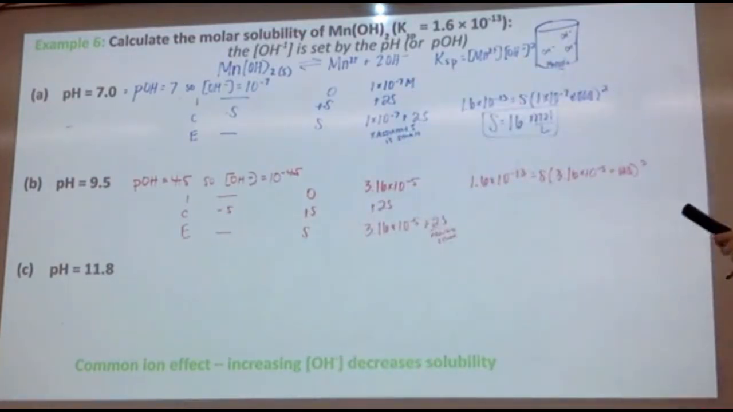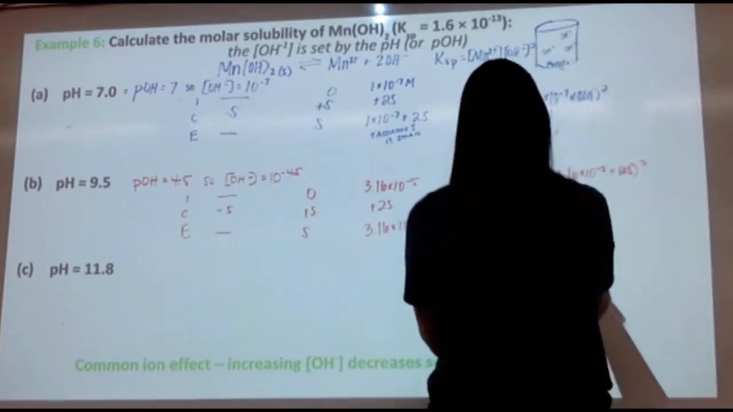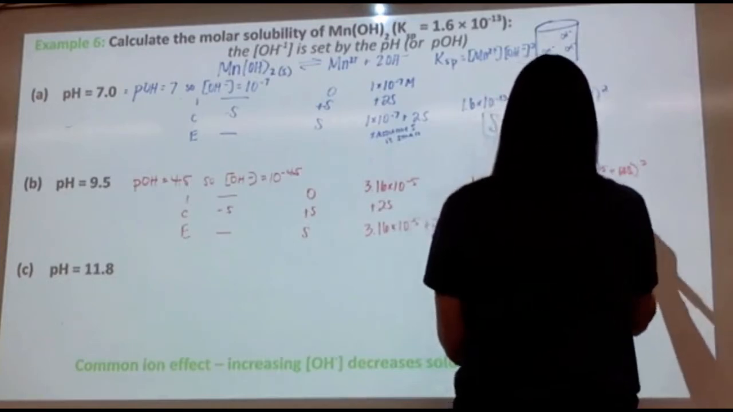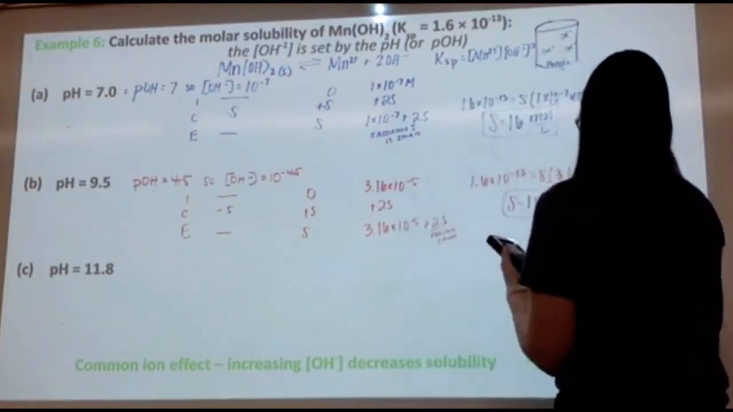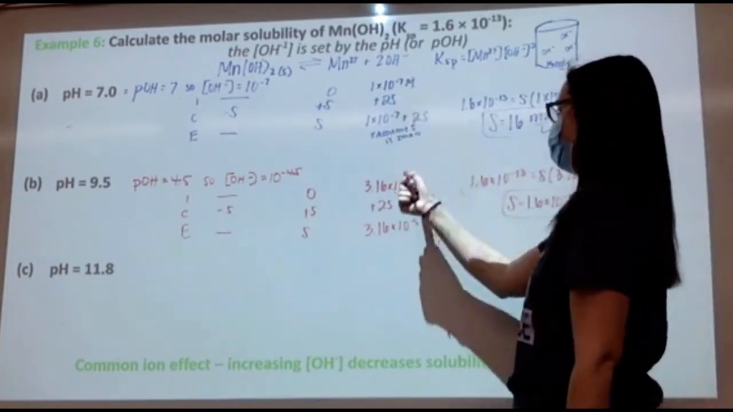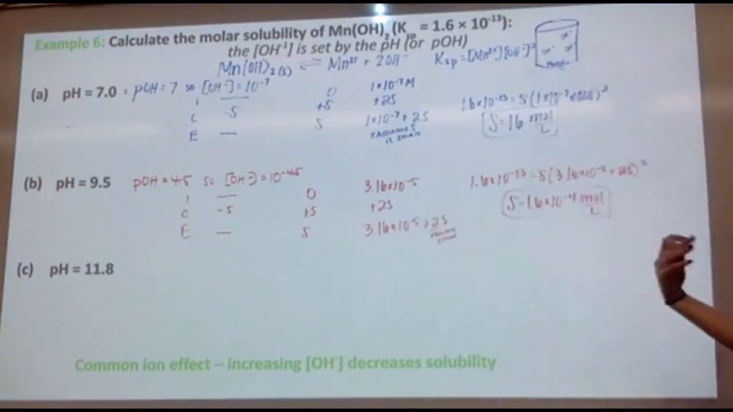So squared. So there's part B. As we added a common ion, we added more OH minus here. If you notice the amounts, we increased the amount of OH minus. That decreased the solubility.